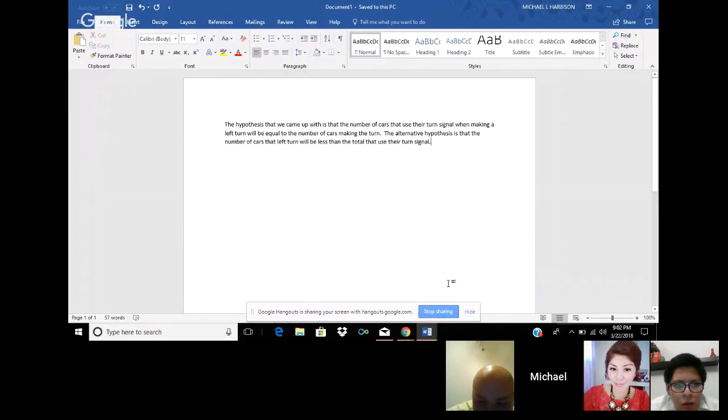Does that sound good as a first paragraph, or do we need to do more? I don't get the alternative hypothesis. The alternative hypothesis is that the number of people using the turn signal will be less than those that are making the turn. Okay. Does that suffice for the first paragraph? Should I add more or less?